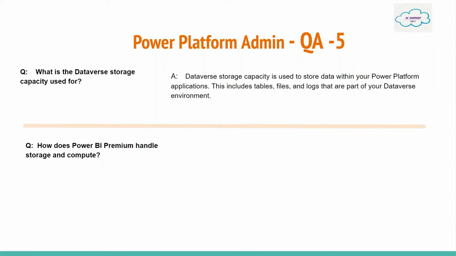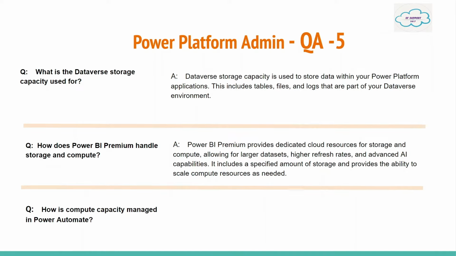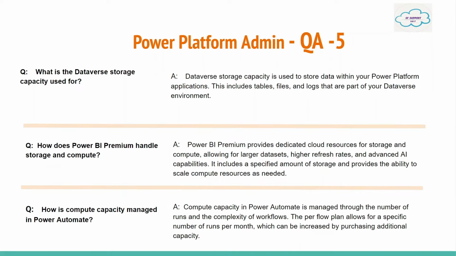How does Power BI Premium handle storage and compute? Premium provides dedicated cloud resources for storage and compute, allowing for larger datasets, higher refresh rates, and advanced AI capabilities. It includes a specified amount of storage and provides the ability to scale compute resources as needed. Question: how is compute capacity managed in Power Automate? Compute capacity is managed through the number of runs and complexity of the workflows. The per flow plan allows for a specific number of runs per month, which can be increased by purchasing additional capacity.